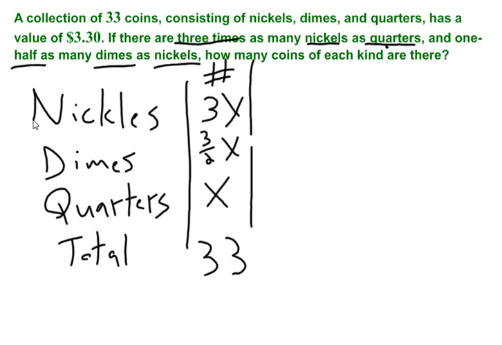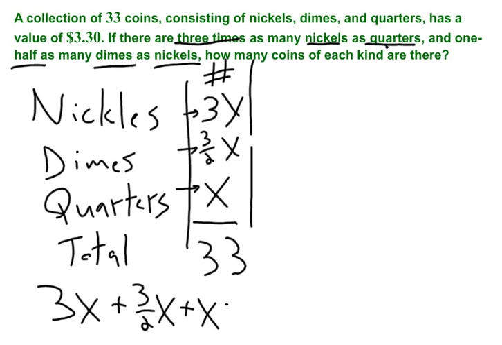Now, we already know that this and this and this together give us 33 coins. So we already have enough to set up an equation. We have 3x and 3/2 of x and x being equal to 33. Okay, so how do we solve this kind of algebra?